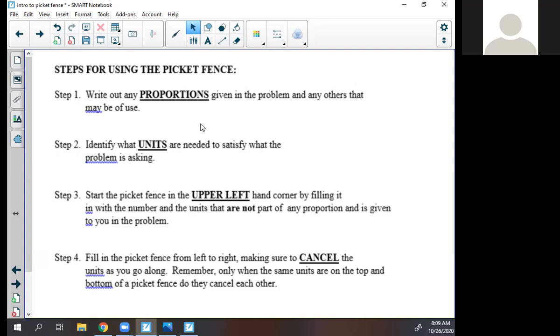The key is the unit on the top left always goes where? Bottom right. It always moves over 1.